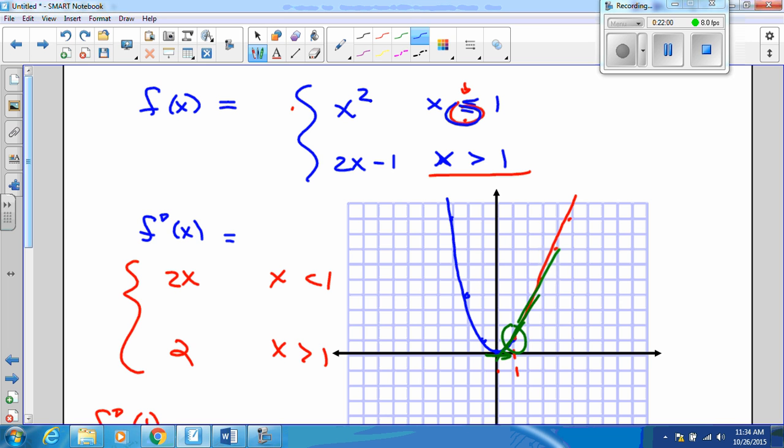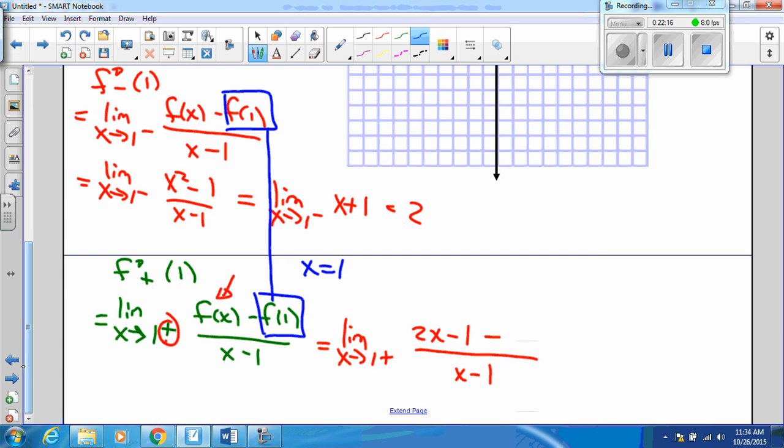Now, does it matter here? Even if I accidentally use this piece, I would still get the same number because my function is continuous, right? So if my function's continuous, if you mess up, it kind of doesn't matter. But we'll see in just a second that if my function is not continuous, it matters a lot. So here, f of 1 is 1 squared, just like it was up here for this piece. So this was the tricky piece because f of x was 2x minus 1, but f of 1 was 1 squared. Do you see what I'm saying?